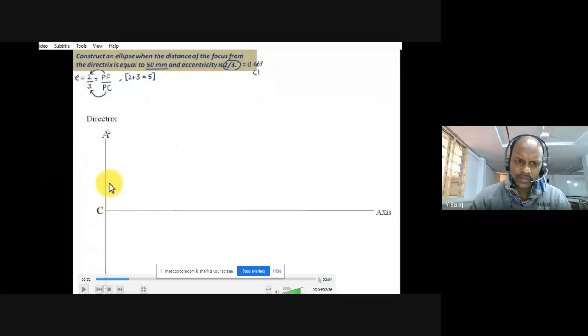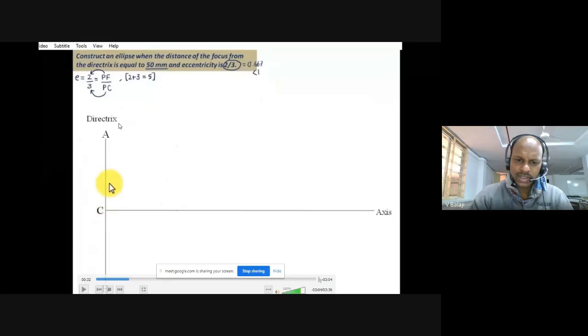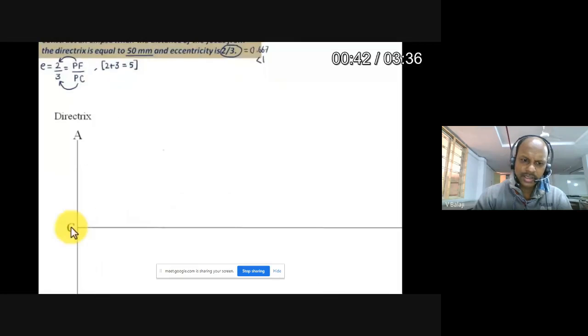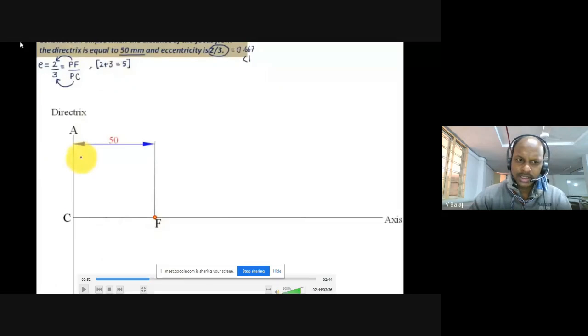Then I have drawn one vertical line also, perpendicular to the axis, something like this. This vertical line I call the directrix. What is the length of the directrix? Infinite. Yes, it is of larger value, infinite. So I will draw two lines like this. Now you understand these two important lines, axis and directrix.